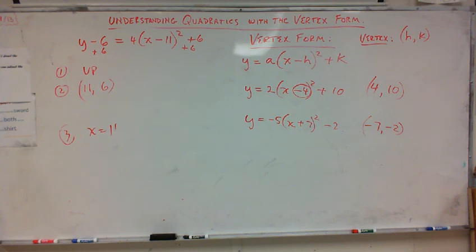Okay, so I do not know how to do that. Vertex. So remember, B is 0, negative B over 2A. That's 0 over 2A.